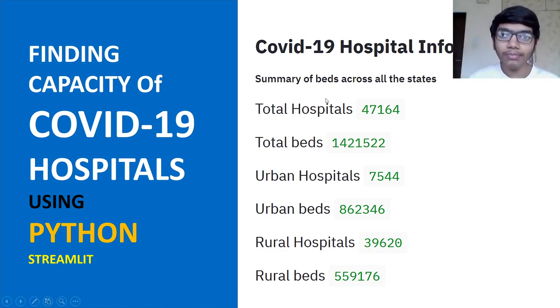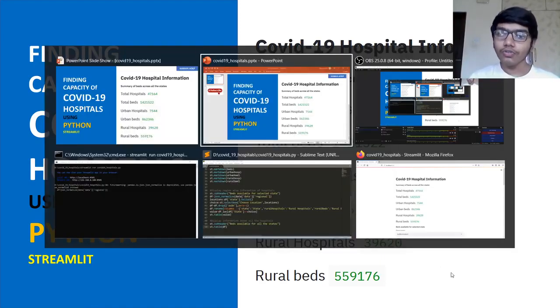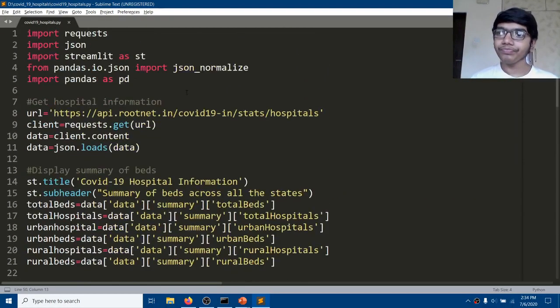So our UI would look something like this. There will be total hospitals, total beds, urban hospitals, urban beds, rural hospitals, and rural beds. So our interface would look something like this. This is our program.